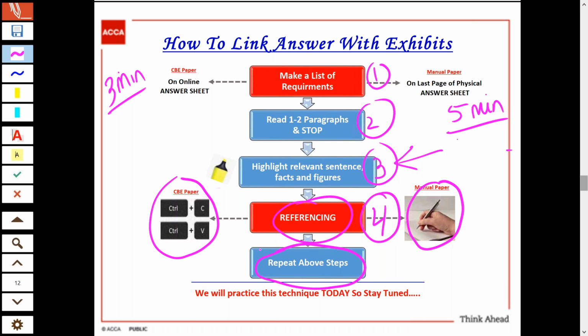Very, very important technique, and you will require a little bit of practice because I don't want you to highlight everything in the paragraph, right? You must develop this sixth sense of highlighting just what exactly you think is important. And then after you highlight, you must be able to attach it to a particular question number.